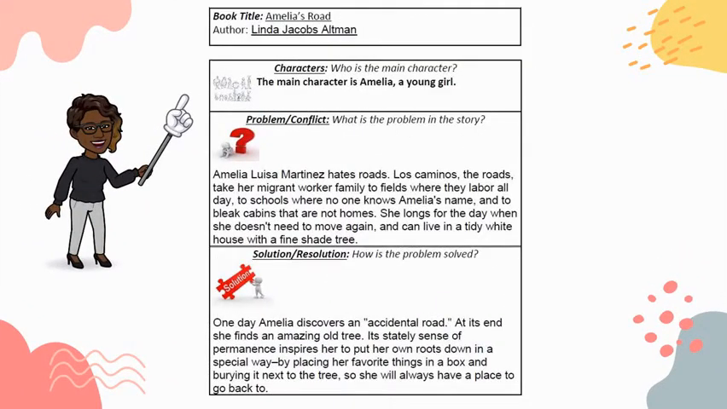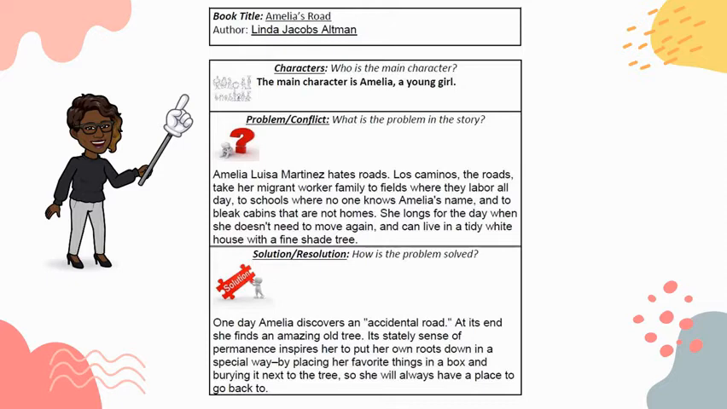Let's look at this chart. Book title: Amelia's Road. Author: Linda Jacobs Altman. Characters: who is the main character? The main character is Amelia, a young girl. The problem or conflict: what is the problem in the story?